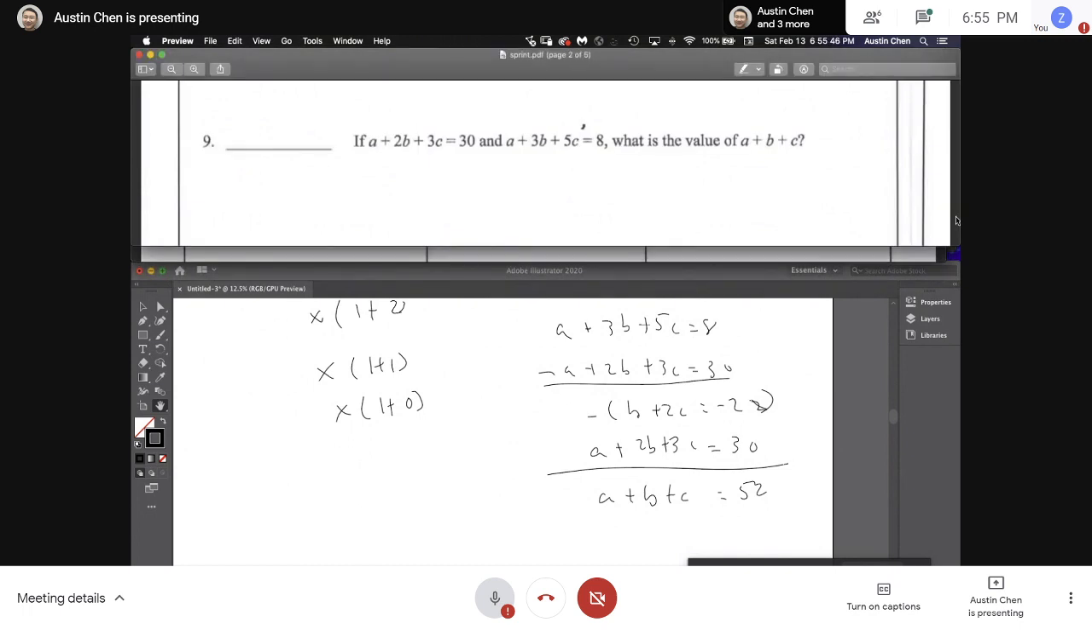Anything you want to say on that, Bill? Yeah, probably just solving for A, B, and C. I don't think that will be a good idea just because of the fact that there are two equations and three variables.